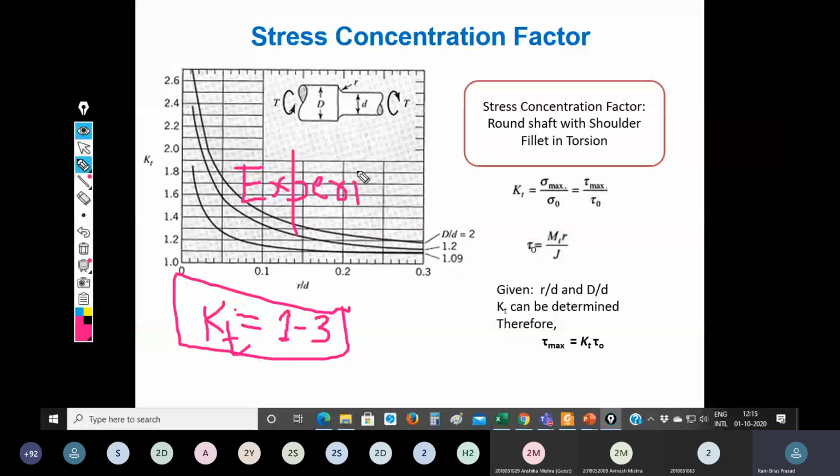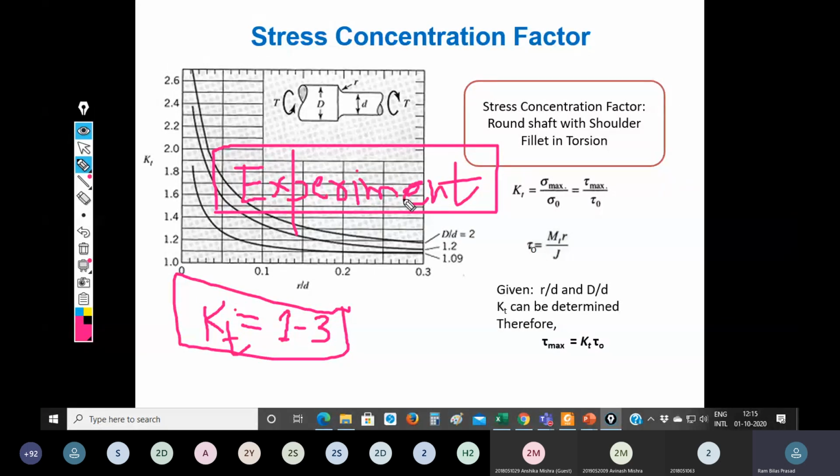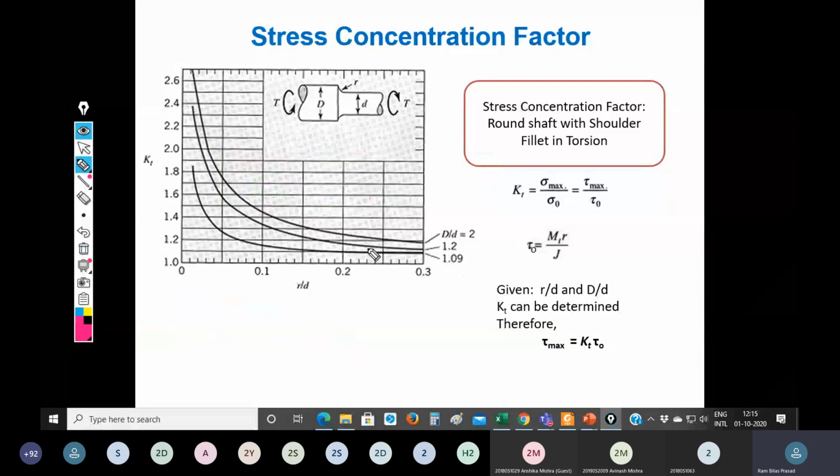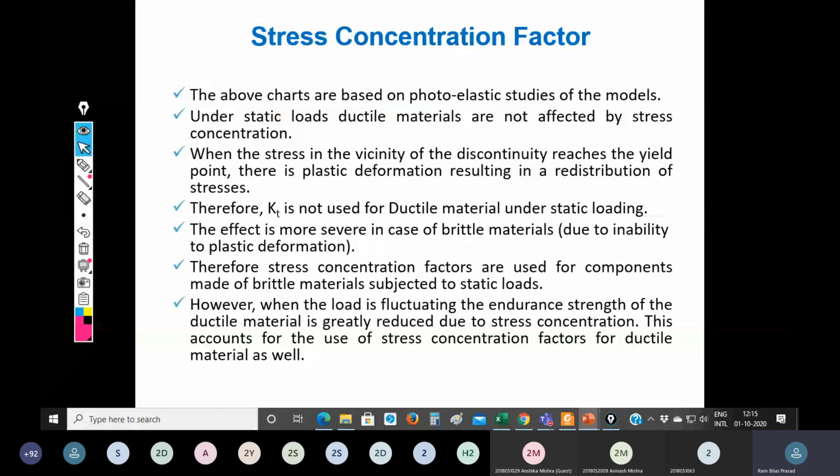That is one way. The other way is that you have to use theory of elasticity for an analytical method, or finite element analysis. Finite element analysis you can use to determine the stress concentration factor. So these above charts are based on photoelastic studies, like I said, right? These charts are plotted based on an experimental method, photoelastic studies.